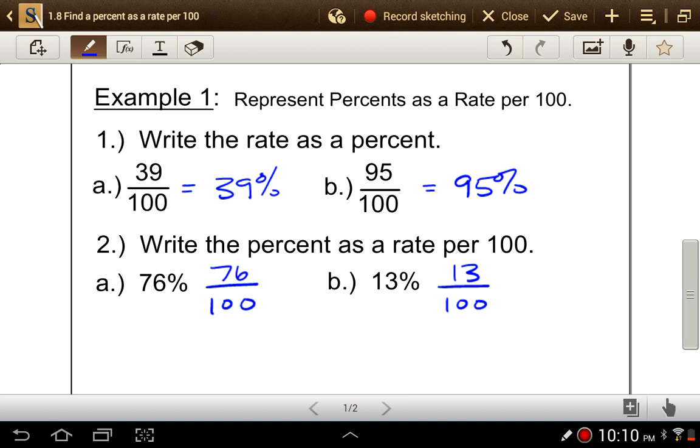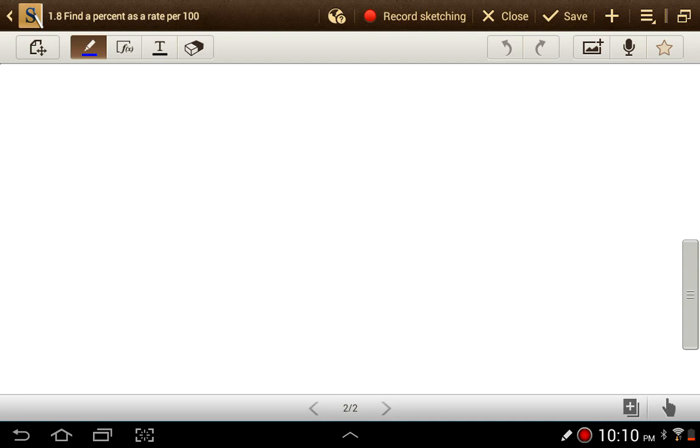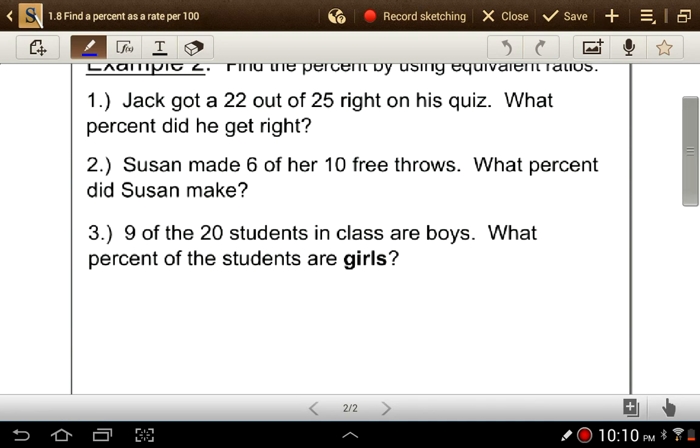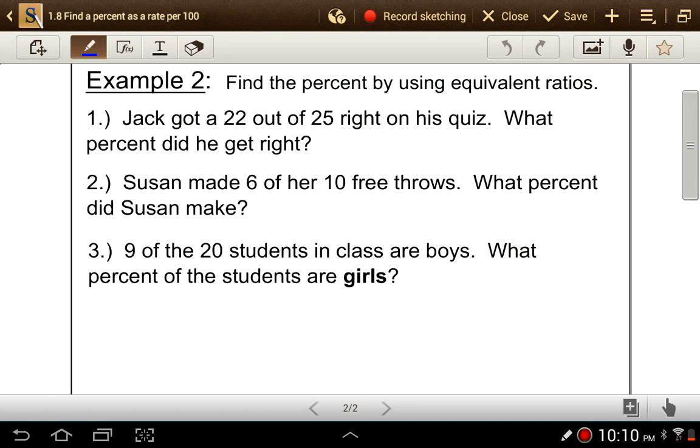Let's move on to example 2. In example 2 here, we're going to have problems that are not necessarily out of 100. So in example 1, they were all out of 100. It was much easier. So in these, we're going to use equivalent ratios to find our answer.